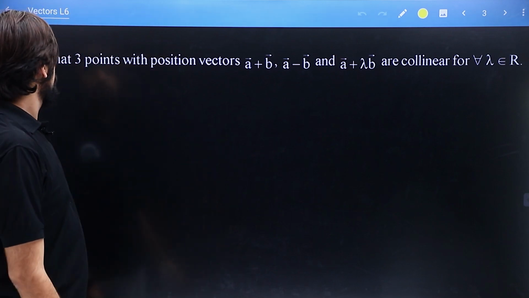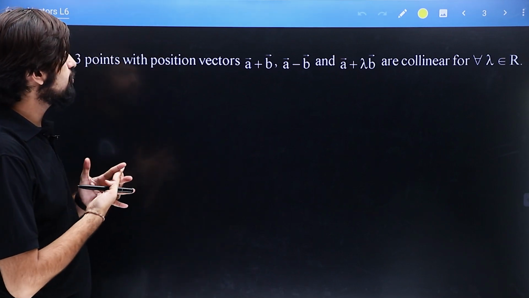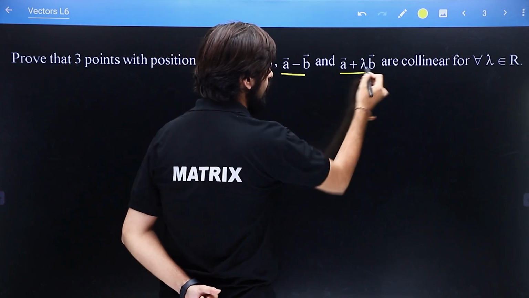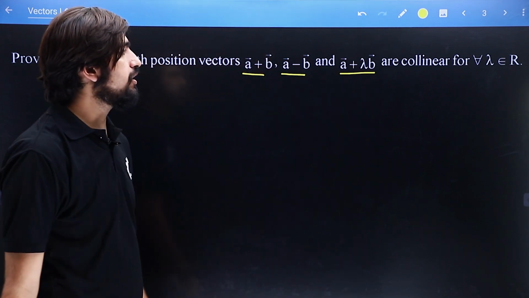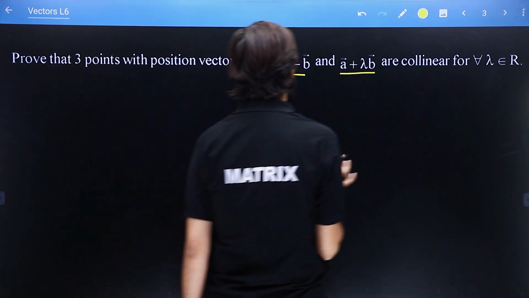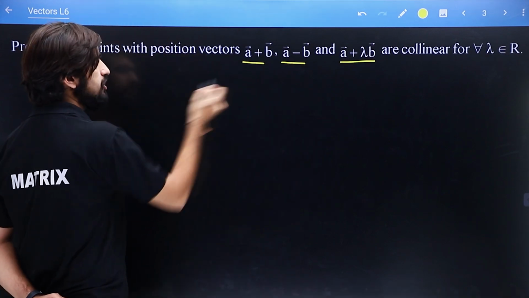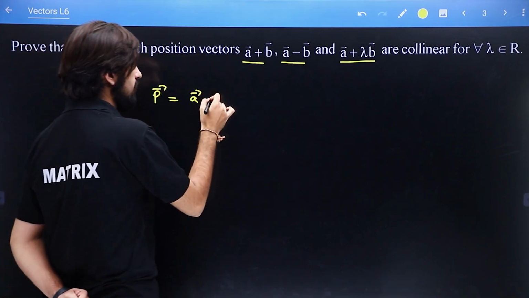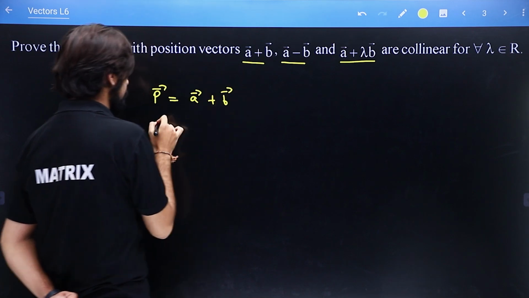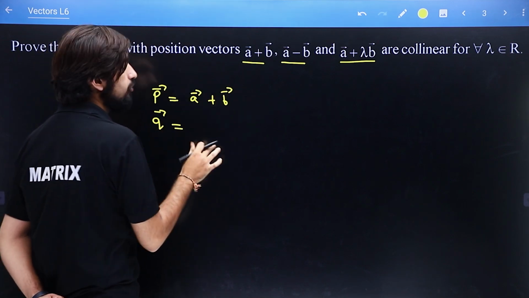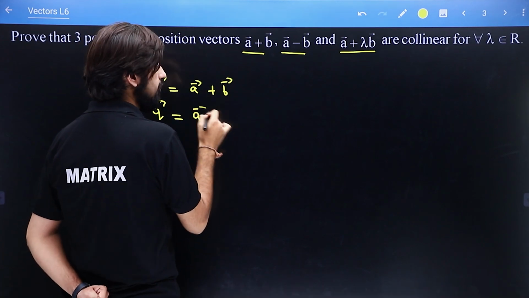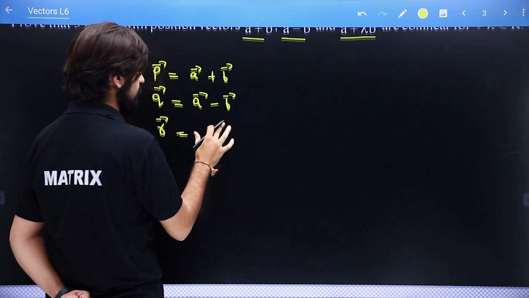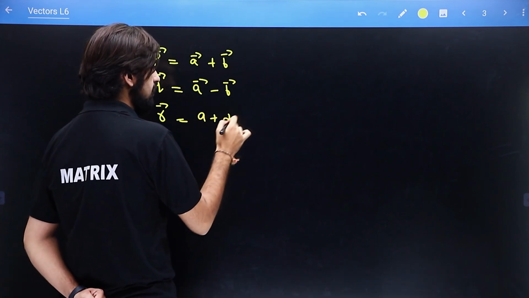The next question was, prove that three points with position vectors A plus B, A minus B, and A plus lambda B are collinear for every lambda belonging to R. First of all, let's assume these position vectors: vector P is equal to vector A plus vector B, vector Q is vector A minus vector B, and vector R is equal to A plus lambda times vector B.